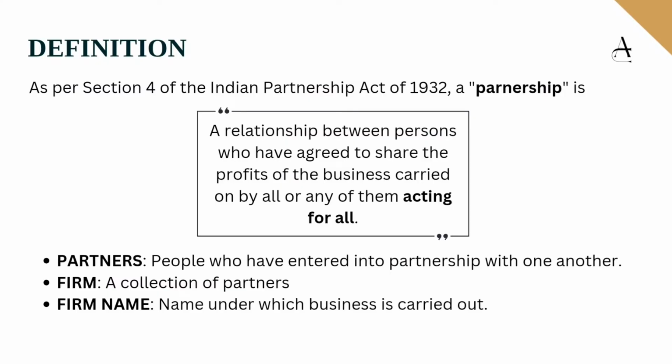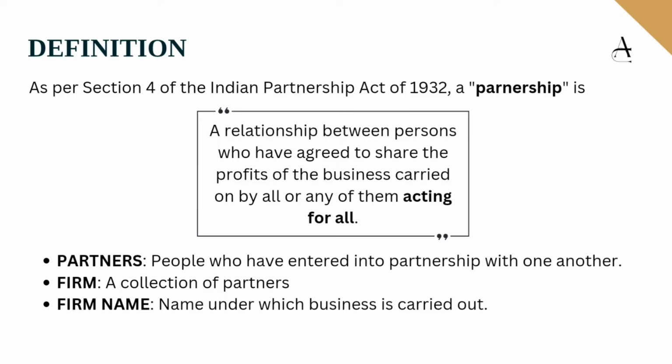Now, what exactly is partnership? There is an act called the Partnership Act, which was established as early as 1932, even before the Britishers left. This Partnership Act was established in India, and as per section 4 of that Act, partnership is defined as the relationship between persons who have agreed to share the profits of the business carried on by all or any of them acting for all.